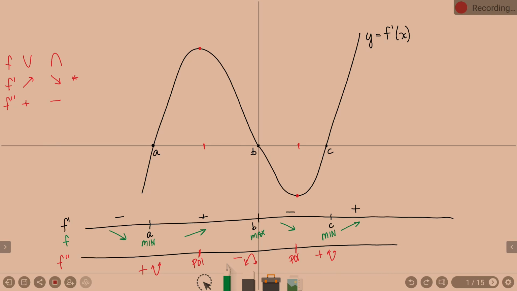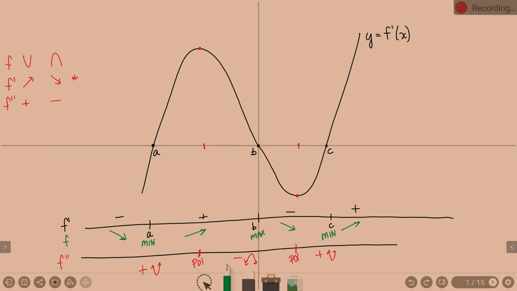My suggestion, I don't know, I was going to draw the original graph first. I don't know which one's better to draw first, but we've got all the information for the original graph. Because my derivative starts off negative, the original graph starts off decreasing. At A, there's going to be a min.